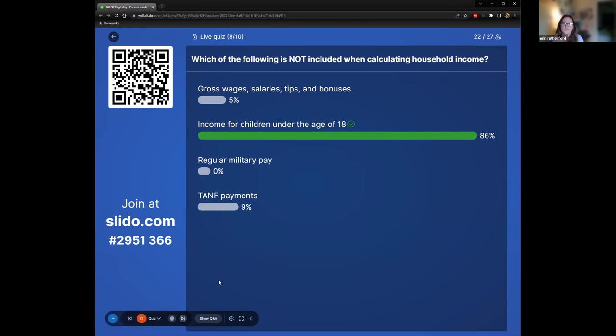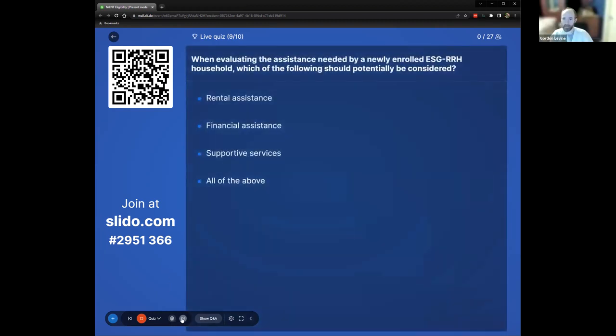For the 9% who answered TANF and the 5% who answered gross weighted, that was very complicated, trying to understand what income is included versus excluded. Even though I was reading it, I could not confidently tell you the difference between all of them. So don't worry if you didn't get that right, because it is complex. I think going back and reading the CFRs that we mentioned would hopefully be helpful. For sure.